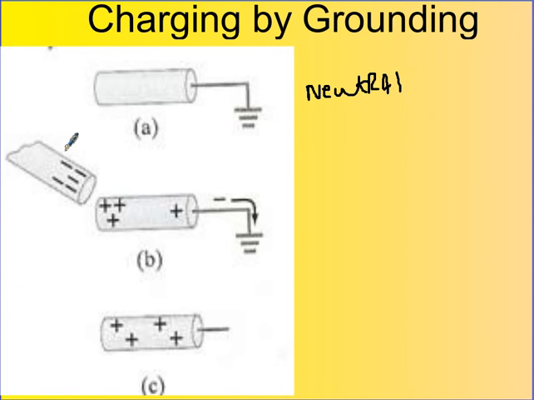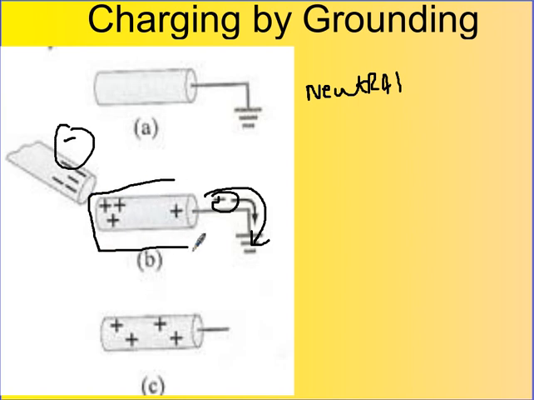Now, suppose I bring a negative rod close. What's going to happen? Well, negative is going to push away all of the electrons. So the electrons, equal in magnitude to this charge right here, roughly, are going to be pushed into ground. And so this part of the wire actually becomes more positively charged.